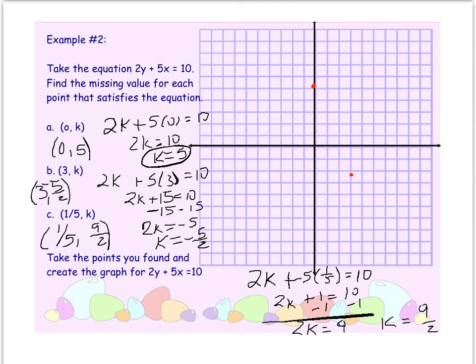And then 1/5, comma, 4 1/2. Just like that. So you can see this line kind of goes like that. If I could draw straight, it would be great. And that is the graph of 2y plus 5x equals 10.